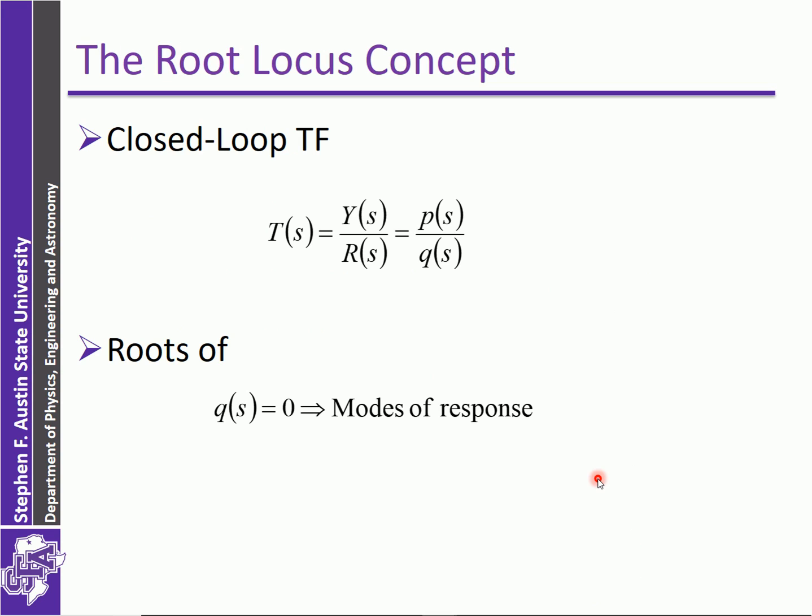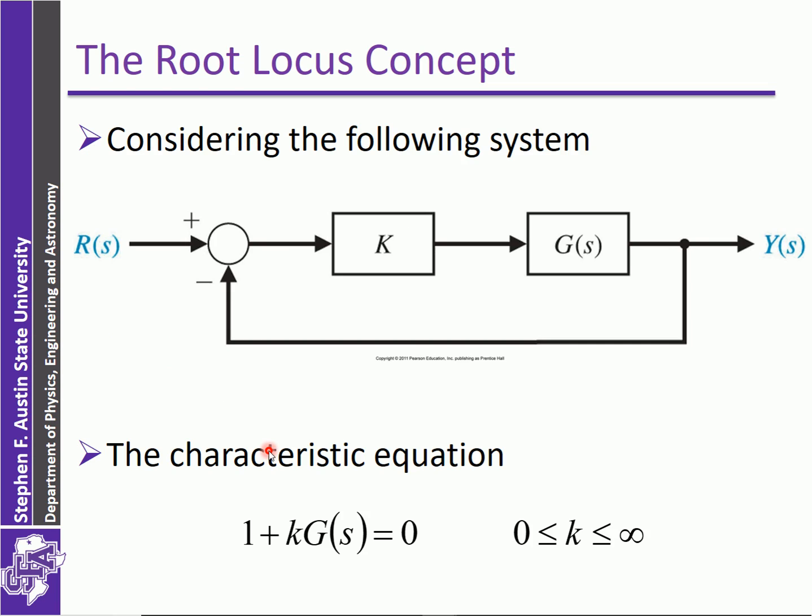So let's assume we have a closed loop transfer function. It looks like this, where we have a polynomial on the top and a polynomial at the bottom. If we grab the polynomial at the denominator and make it equal to 0, we have our characteristic function. The characteristic function allows us to find out the modes of our response, if the response is going to be overdamped, underdamped, or critically damped.